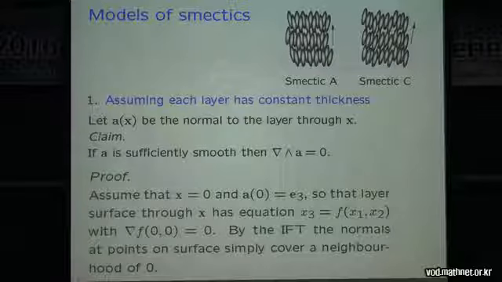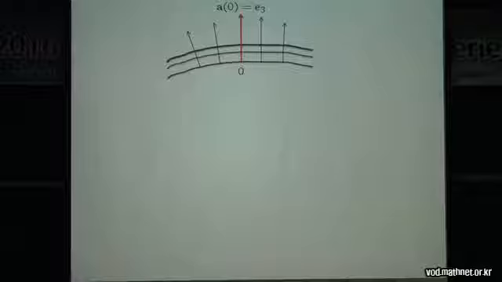So that means that the normals to the layer through 0, near 0, simply cover a neighborhood of 0. So it looks a bit like that. Okay, so here's 0, here are the layers, and A of 0 is E3.